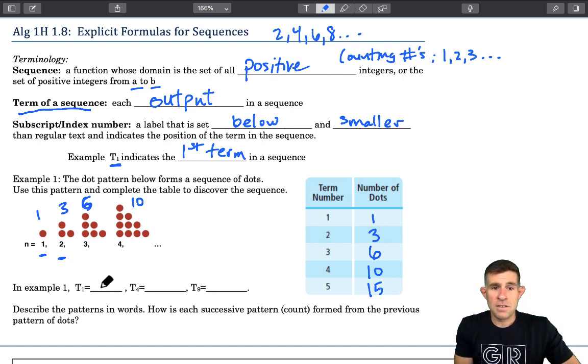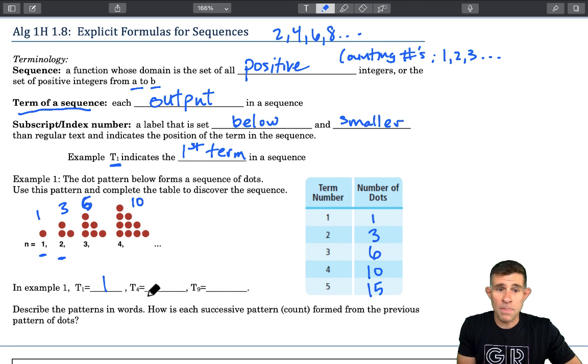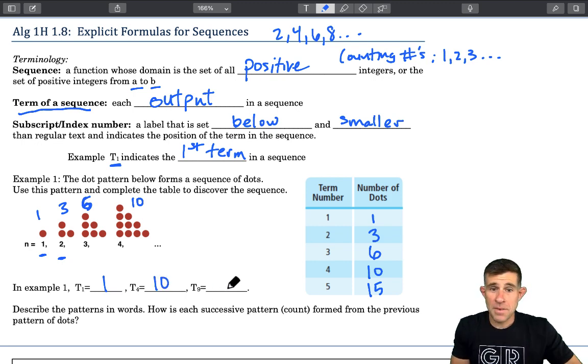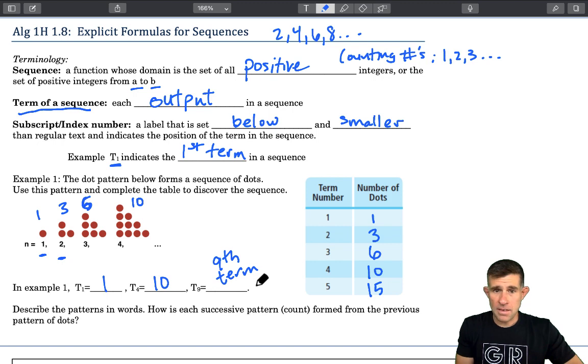Now we can keep going if we pick up that pattern and figure out what that is. Now it says here in example 1, T sub 1. In other words, what is the first term number? Well, that first term number was 1. The fourth term number we said was 10. Then T sub 9 would be the 9th term in that sequence. And the value of that would be found by carrying this pattern forward and counting up the number of dots.